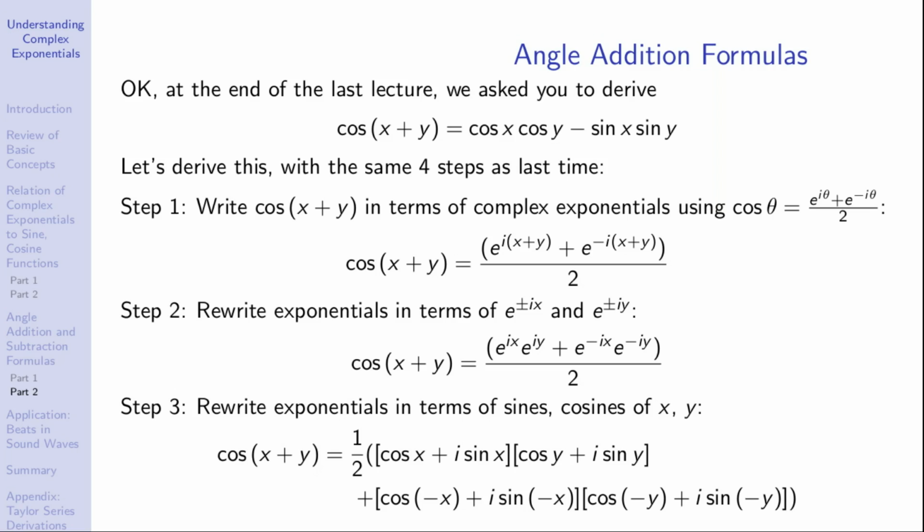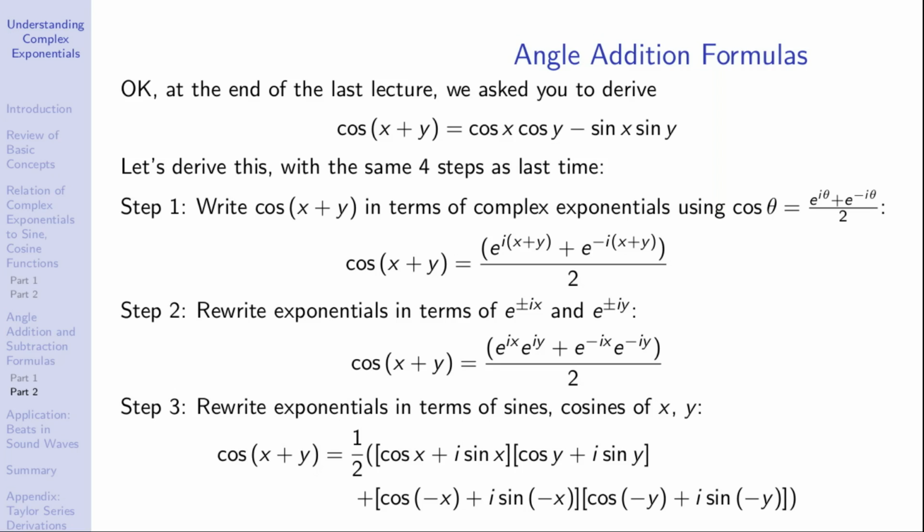Okay, next, step 2. We rewrite the exponentials in terms of e to the plus and minus ix and e to the plus and minus iy. So the exponential e to the i(x plus y) becomes e to the ix, e to the iy. And e to the minus i(x plus y) becomes e to the minus ix, e to the minus iy.